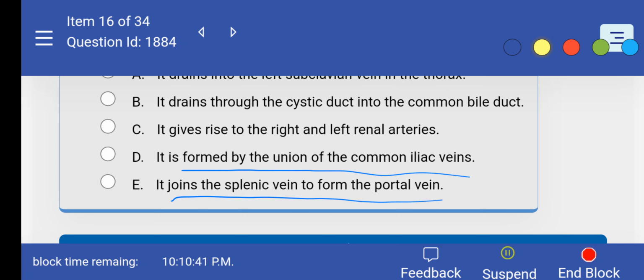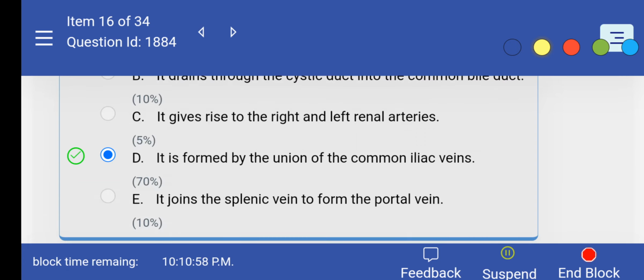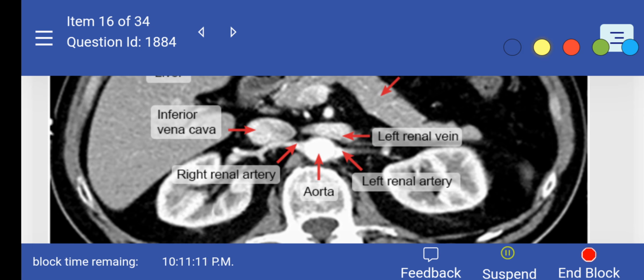So pause it and give the answer. The correct answer for this question is option D. Why? Let us see. Because they will drain into the inferior vena cava. This is the structure of the inferior vena cava, right?